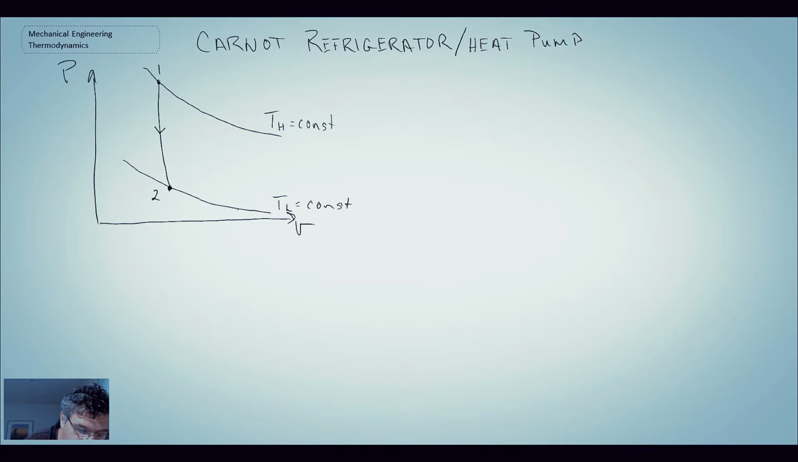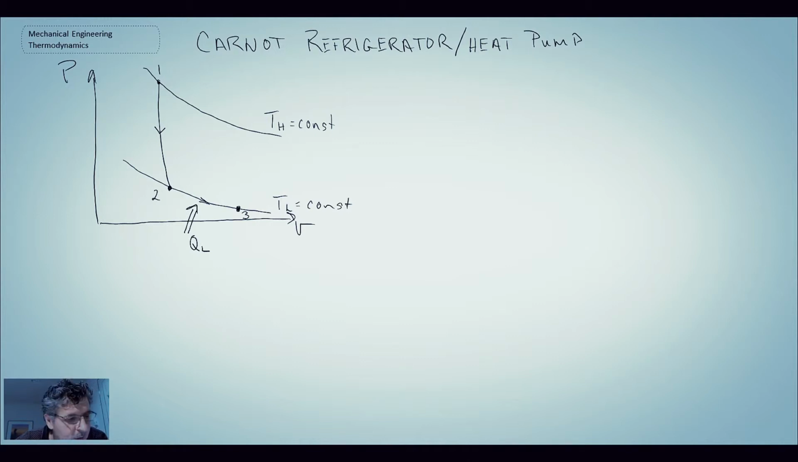The next part of the cycle, going from 2 to 3, is where we do isothermal expansion. And remember, whenever you do expansion, the gas gets cold, so in order to keep it isothermal, we have to add heat, and that will come from the low temperature source.